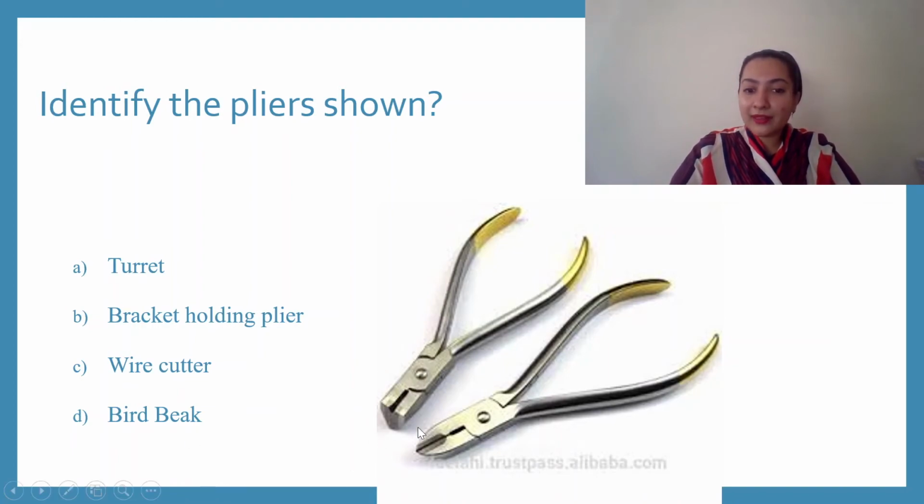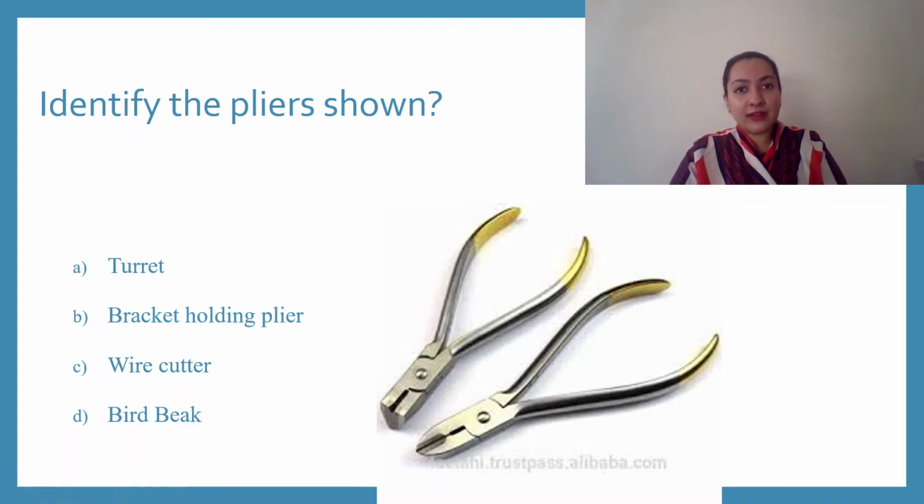The first one here is a distal end cutter. When we place the brackets, we insert the wire. Whenever there is excess wire coming out of the molar tube from upper or lower region, that extra wire has to be cut, which is done with the help of a distal end cutter. This is again a wire cutter only, and there is one more, a ligature cutter. So there are three types of wire cutters in orthodontics.